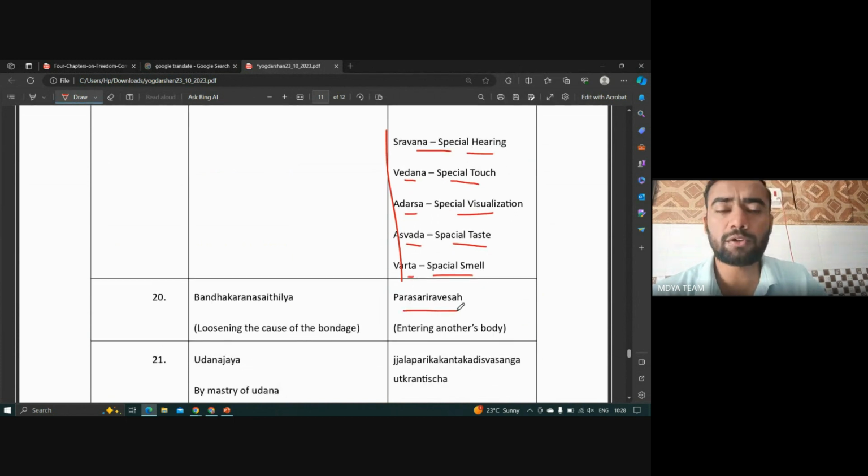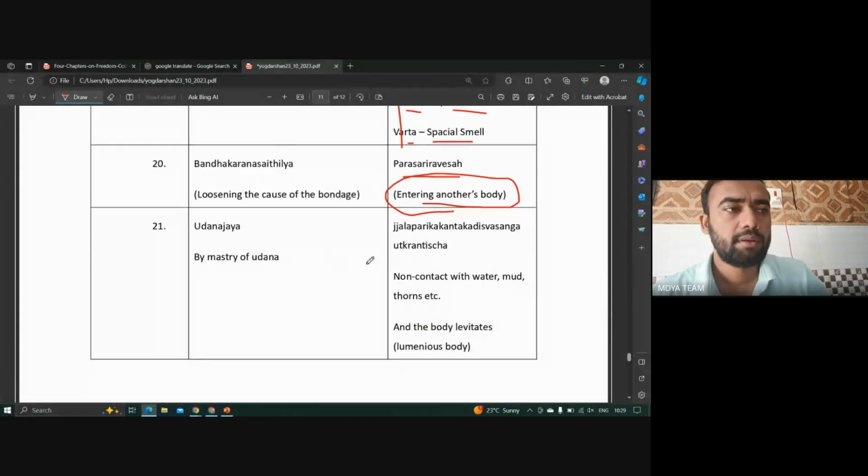And after that, if a yogi focuses on avidya and karma sanskaras, karmasya vipaka, then how will he get the knowledge to enter another body? Shankaracharya is one of the best examples of it. How Shankaracharya left his body and entered the king's body, and after a few years came back into his own body. And Udana Jaya: how we focus Sayama on the Udana Prana, and with that a yogi can walk on water, on mud, on thorns without being affected by anything.